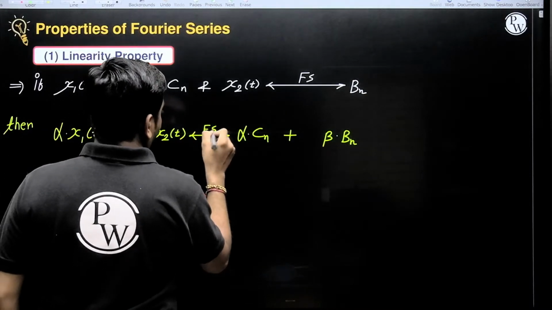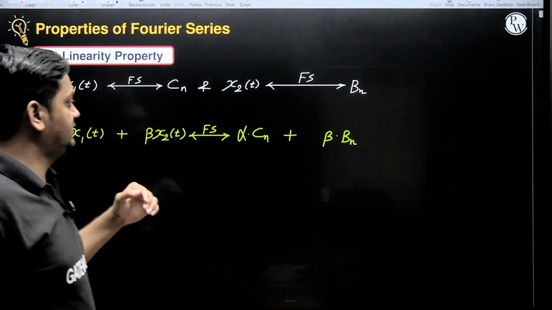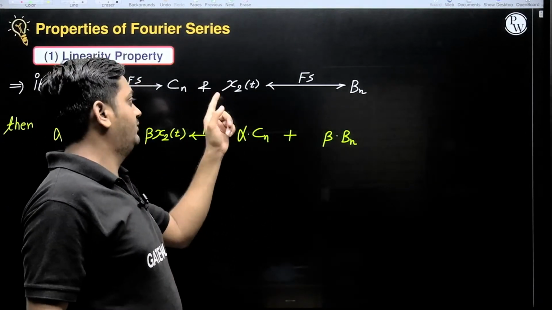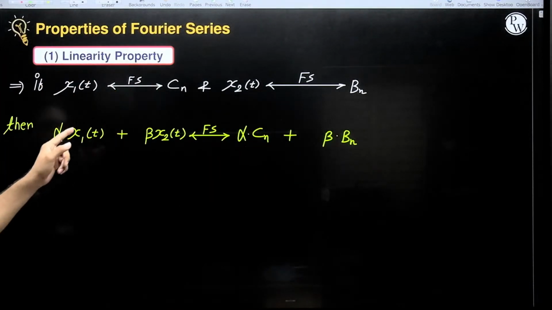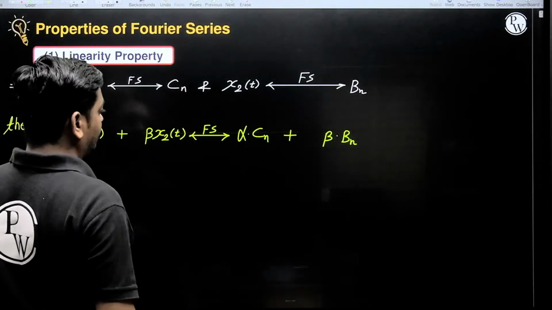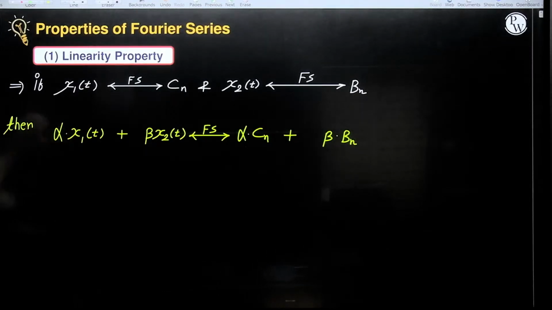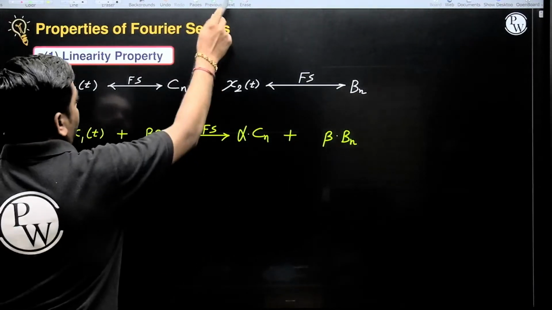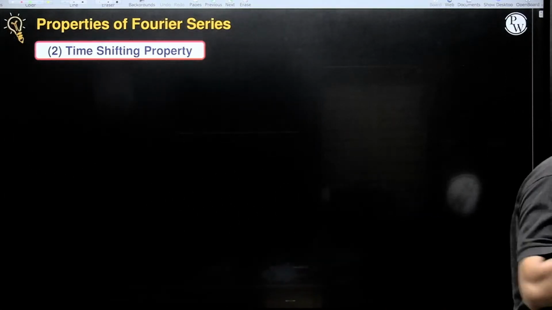Again I am telling you, the Fourier series coefficient of x1 of t is Cn, and for one more periodic signal x2 of t, the Fourier series coefficient is Bn, then alpha x1 of t plus beta x2 of t has Fourier series coefficient alpha Cn plus beta Bn. Okay, so this is known as the linearity property. Any doubt in this? Tell me, is this clear? I hope all the students are getting it.